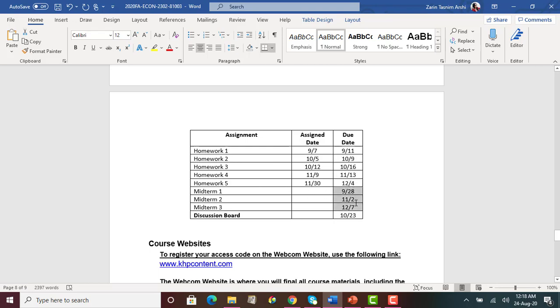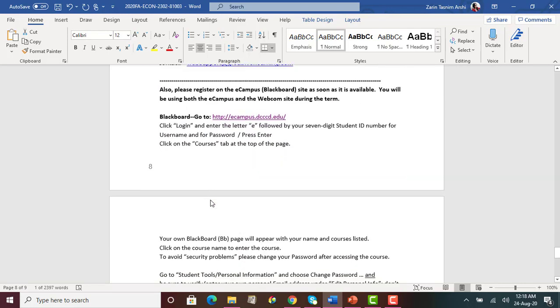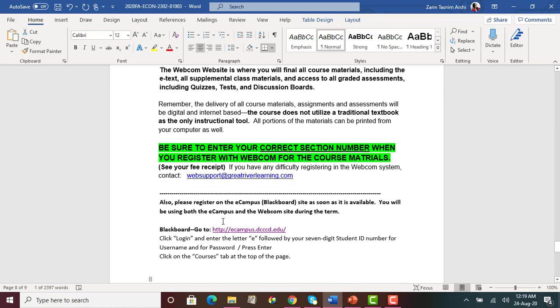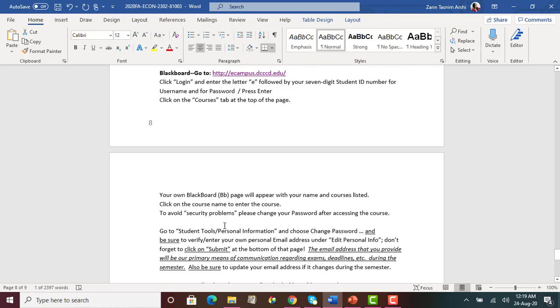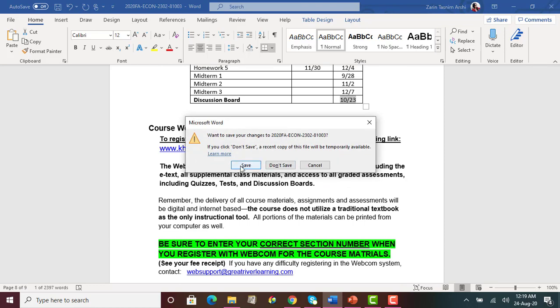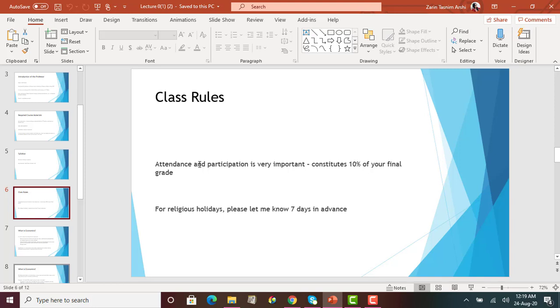It also gives you the dates of your midterm 1, midterm 2, and midterm 3. Very important. You have to know when the exams are coming. I will send out reminders with reviews, but you must know. And then also the due date for the discussion board, which is October 23rd. Okay, and then you have instructions on how you can access the webcam and everything, but again, I sent out separate instructions on how you can do so, and that takes care of the syllabus. Okay, so that's pretty much the syllabus.